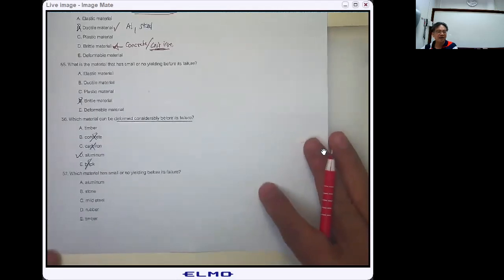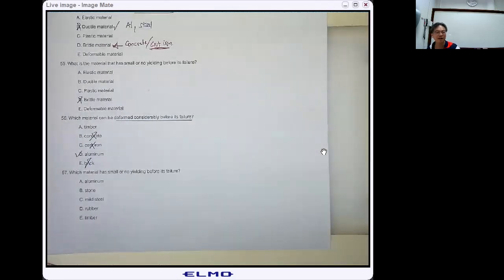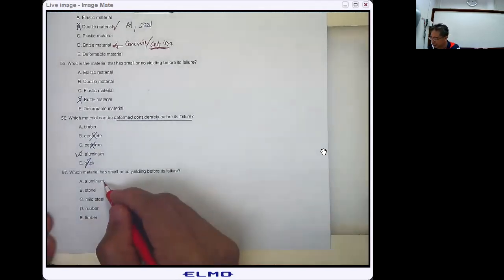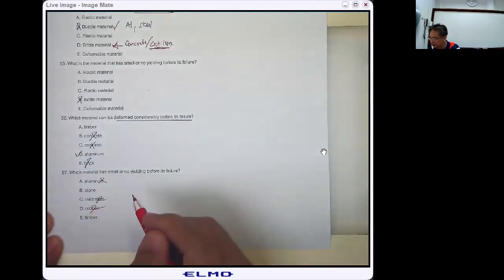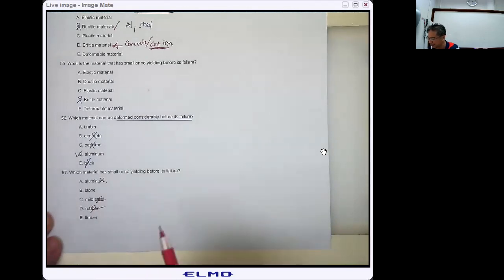And then problem 57, which material has small or no yielding before the failure? Which one? This yields a lot. This also yields a lot. This rubber yields a lot. So there is the stone and the timber. You just said it's supposed to be the stone. Stone is very similar to the concrete. It can fail abruptly, especially in tension.